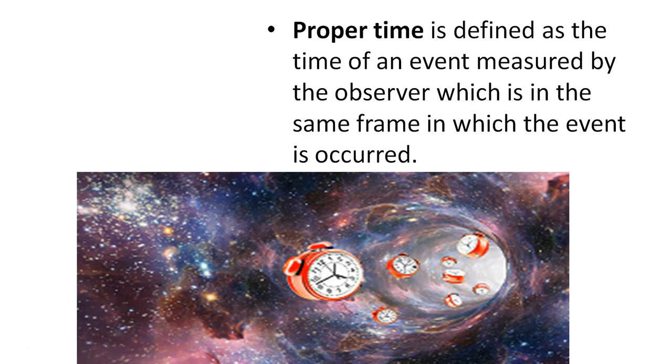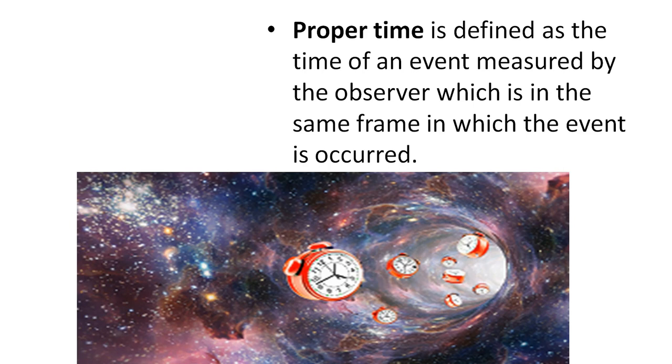One of the terms is proper time. By definition, it is defined as the time of an event measured by the observer, which is in the same frame in which the event has occurred. For example, you are traveling in a train and you are wearing a watch, and the train is moving. So the observer here is you, my dear friend. You are the observer, the frame here is the train, and the event here is the tick.